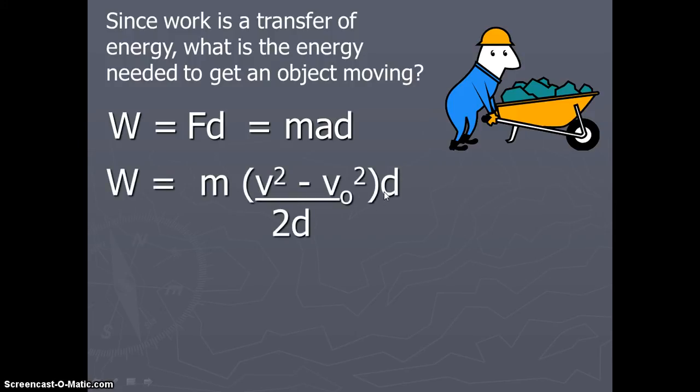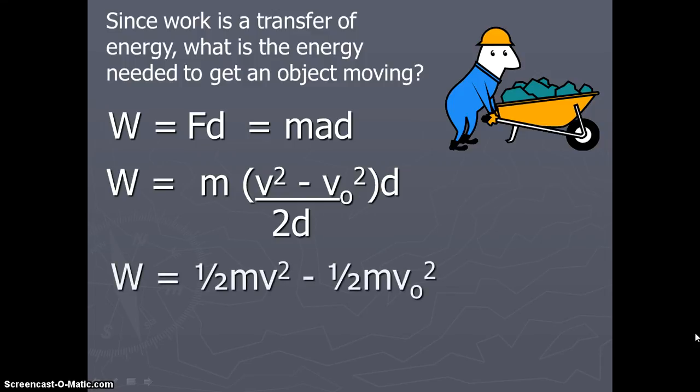Now, one of the nice things is the d's cancel out, the distances cancel out, and then we're going to distribute the 1/2 and the m. So we end up with work is equal to 1/2 mv squared minus 1/2 mv0 squared. This is where the concept of kinetic energy comes from. Kinetic energy is 1/2 mv squared. It comes from this definition of work, substituting instead of a, looking at what the velocities are.